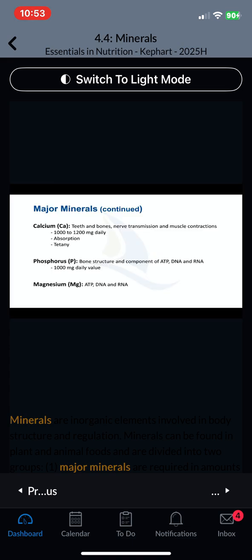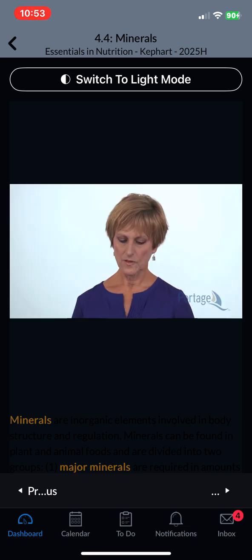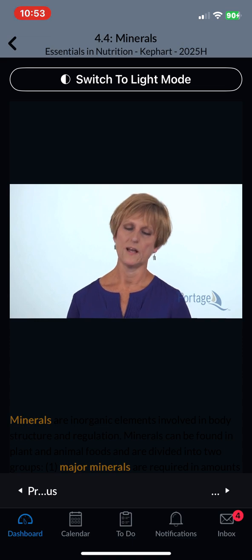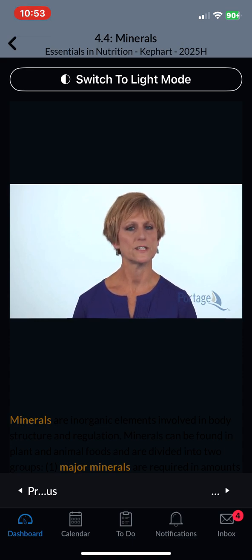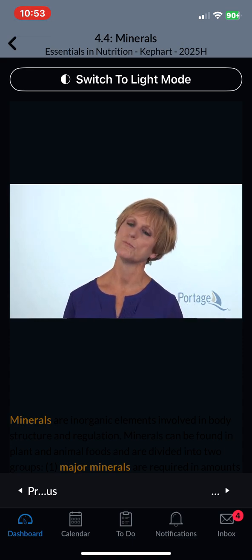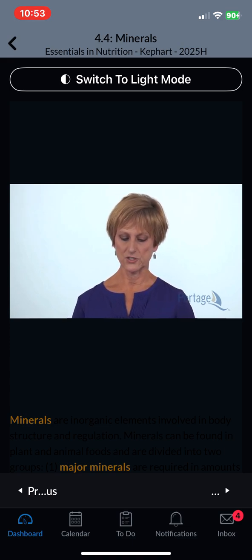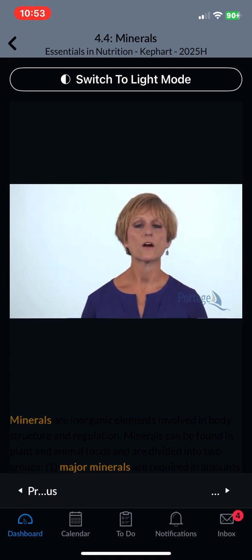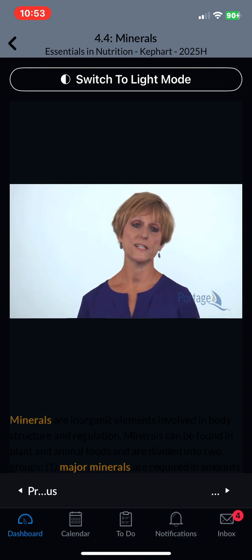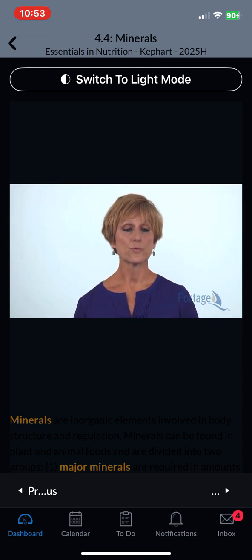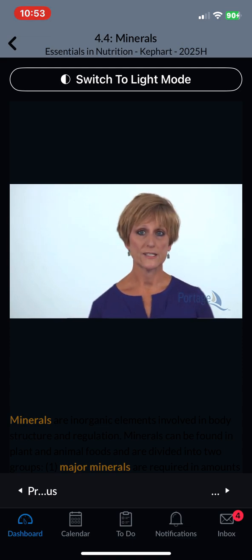And then magnesium. Magnesium is important for ATP, DNA, and RNA synthesis. Magnesium is located throughout the body, but the majority of it is found in bone. And a deficiency could result in irregular heartbeats, weakness, muscle pain, and seizures. So those are the major minerals that we need to be aware of. The next thing we're going to look at are trace minerals.